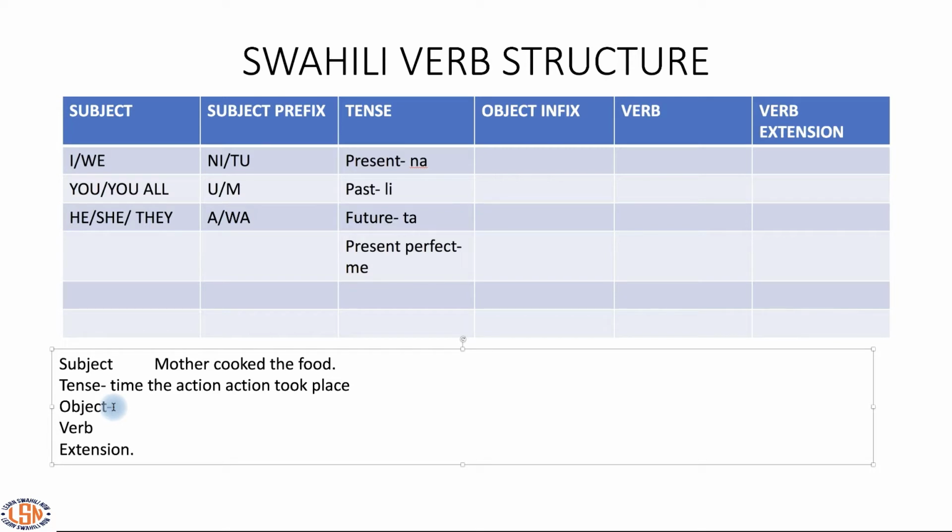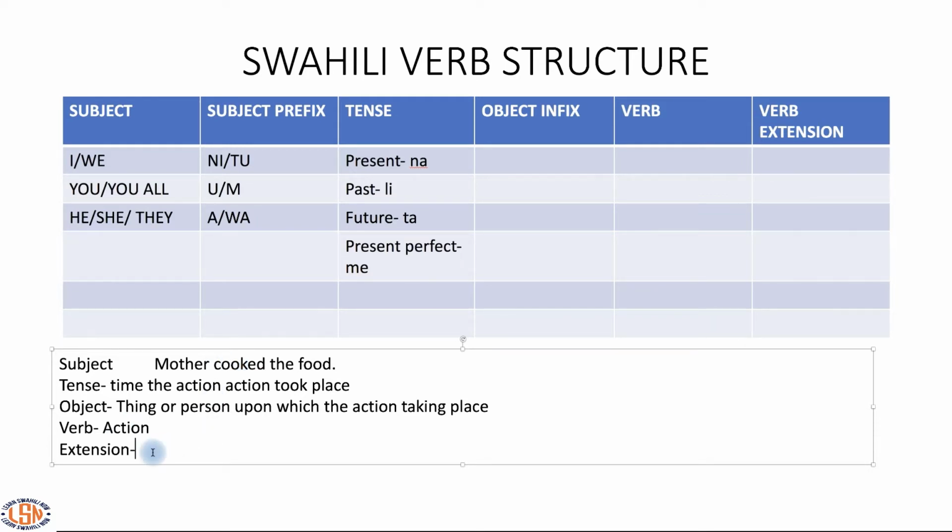And what is an object? An object is the thing or person upon which the action is taking place. So in our sentence, mother cooked the food, what do you think is the object? Well, the object is the food. So thing or person upon which the action is taking place. And the verb, of course, we know is the action. And in this case, cooking is the verb.